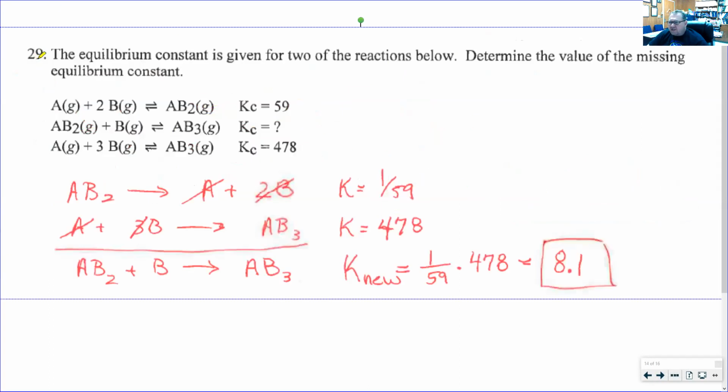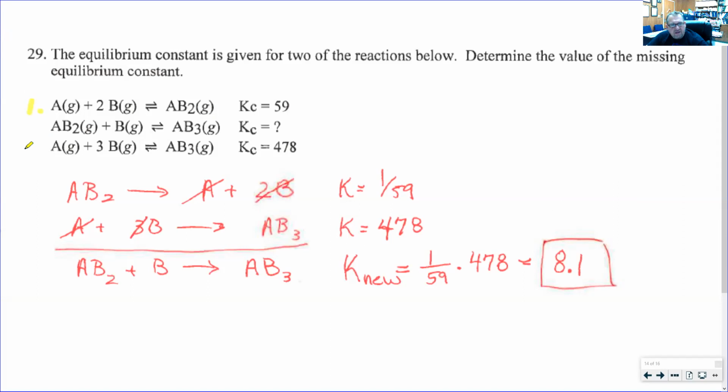All right, so that was pretty tricky math. So you got an understanding of algebra if you work that problem. That's what I want you to demonstrate you have. 29 says the equilibrium constant is given for the two reactions below, determine the missing value. So you had to take equilibria 1 and 3 and find what it would be for equilibria 2.